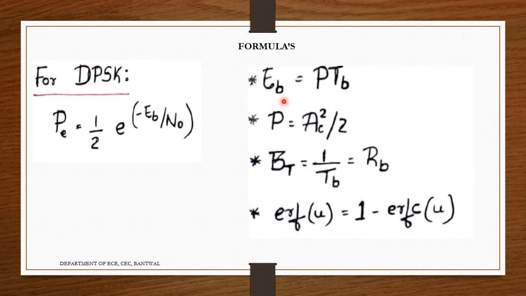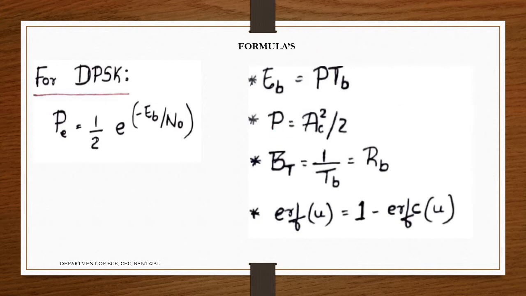Now, some other general formulas: Eb is equal to P into Tb, P is equal to Ac squared by 2, bandwidth is equal to 1 by Tb, which is equal to Rb. Error function of u is equal to 1 minus complementary error function of u. So this is what we take in general. If you don't know about these formulas, please go through lectures 1 to 6 and then come to lecture 7, so that you can solve the problem easily.